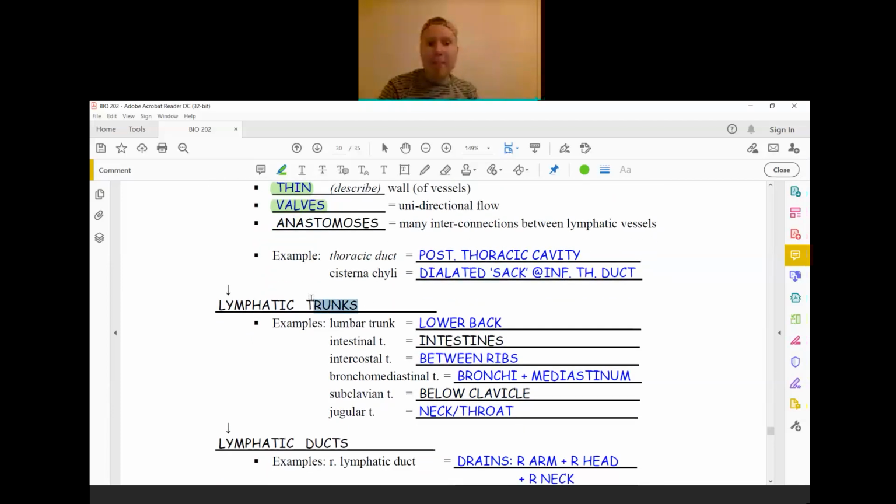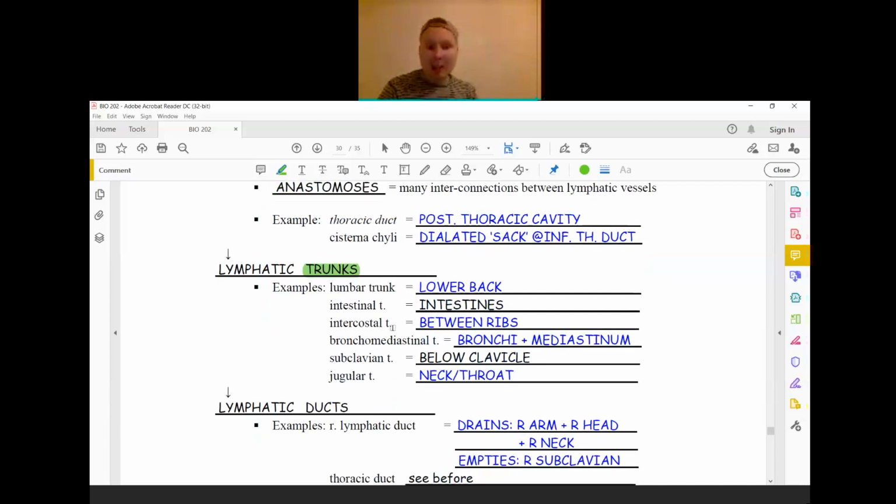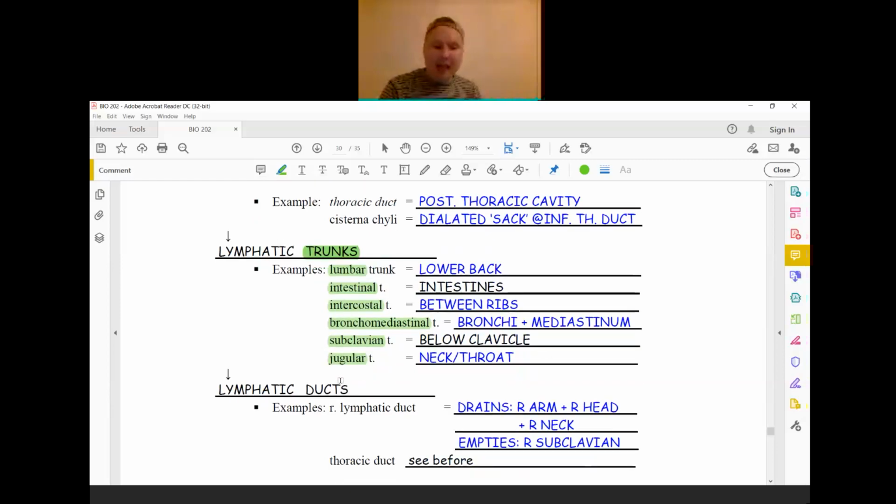Bigger than our capillaries in terms of the lymphatic vessels are going to be known as trunks. They are named based on the location: lumbar at the lower back, intestinal trunk at the intestines, intercostal trunk between the ribs, bronchomediastinal trunk between the mediastinum and bronchi, subclavian trunk below the clavicle, and jugular trunk at the neck, thoracic region. Bigger vessels than trunks are going to be our ducts. And there's two: we've got our right lymphatic duct, and we've got our thoracic duct.